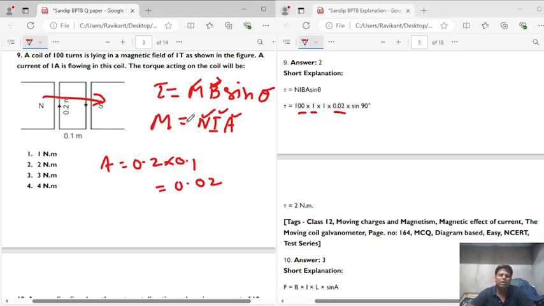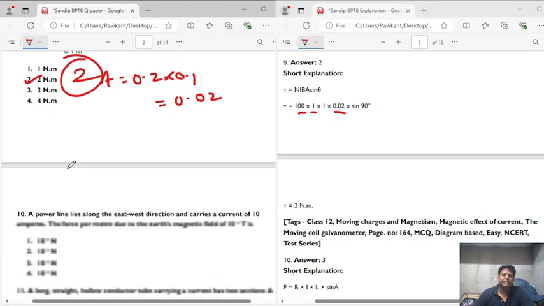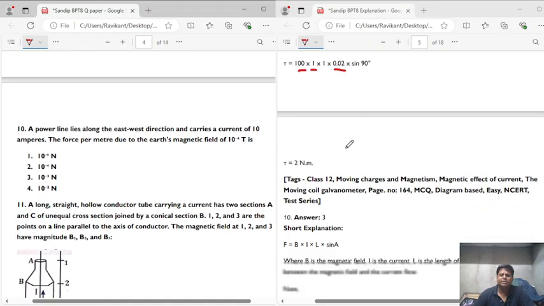So the torque on the coil here will be 2 Newton meter, which is option 2. So the correct answer for this question is 2 Newton meter, which is option 2, right? Option 2 is the correct answer for question number 9. Now let's get into question number 10.